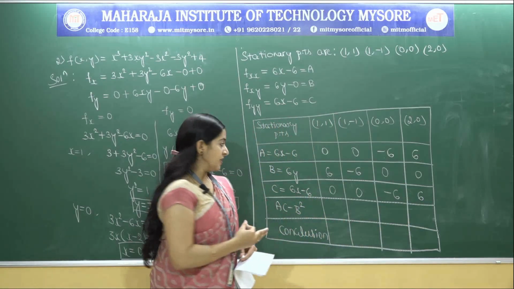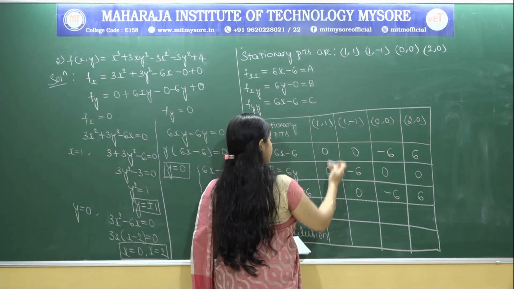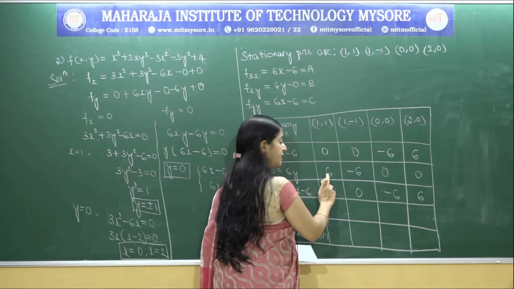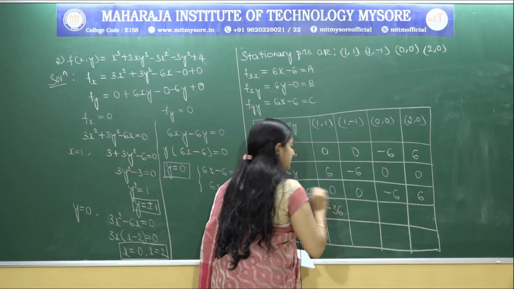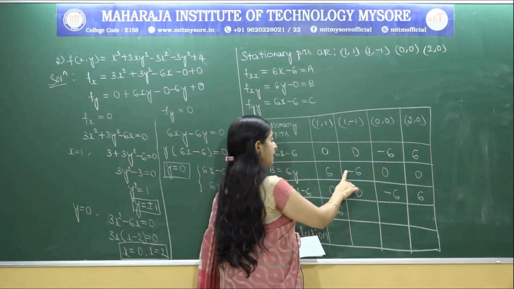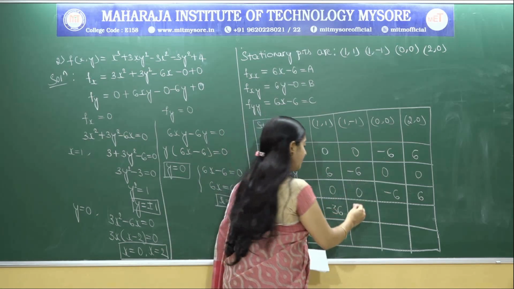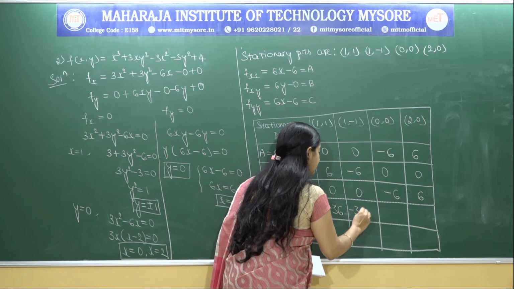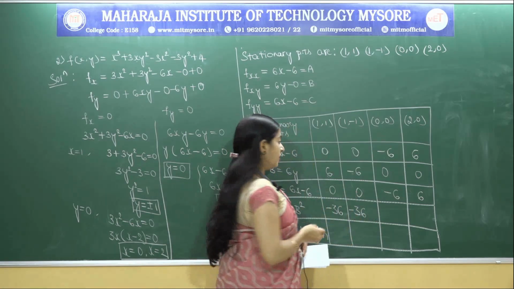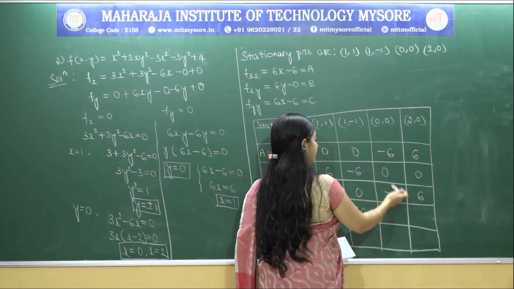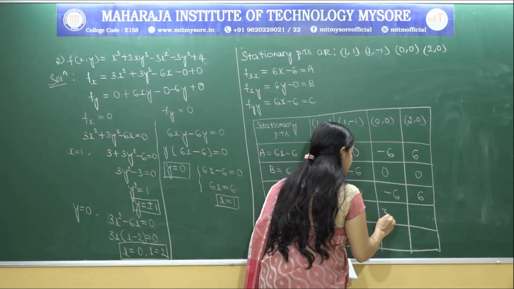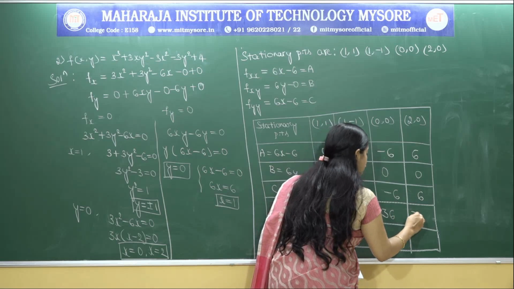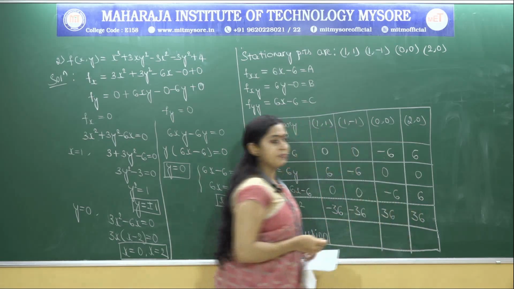Then compute AC minus B square. So A into C minus B square: minus 6 square, you will get minus 36. Similarly, for the second part, minus of minus 6 whole square, again you will get minus 36. For the third one, AC minus B square: A into C, you will get plus 36. Again, for the last one, you will get plus 36.